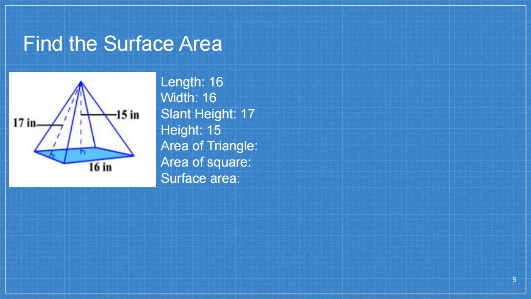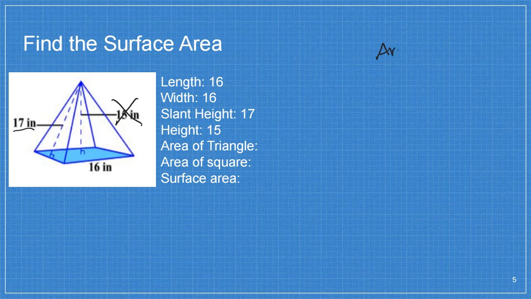Okay, on this one it gets a little bit tricky, only in that it's giving me the height of the pyramid also. I do not need to know the height of the pyramid. That's just extra information. What I need to know is my slant height. The slant height is 17. So that's the height I need to pay attention to.